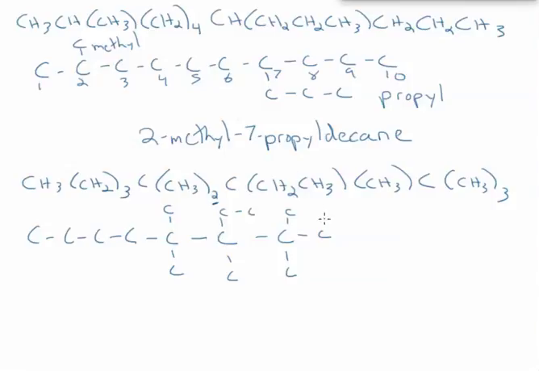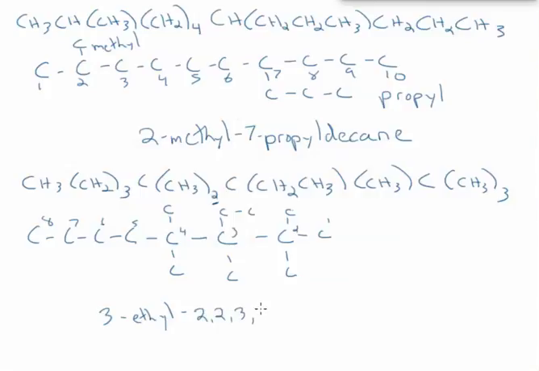We have 1, 2, 3, 4, 5 methyls. So that is going to be pentamethyl and 1 ethyl. So our ethyl, 3-ethyl, and you have to tell where every single methyl group is. 2,2,3,4,4-pentamethyl, octane.